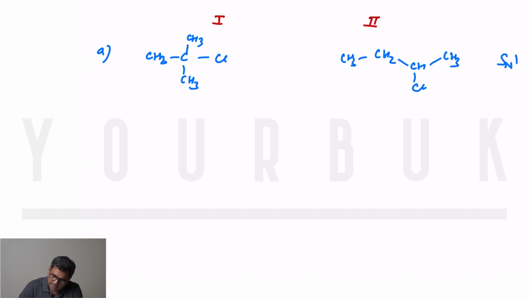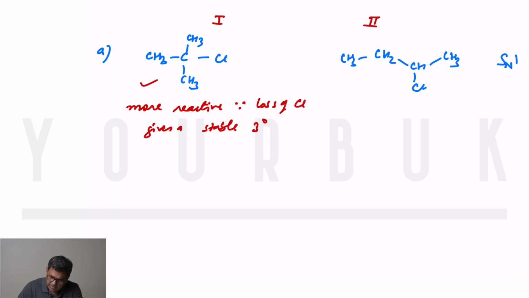Now, this is more reactive because loss of chlorine gives a stable 3 degree carbocation. So simple answer. Now one more example.